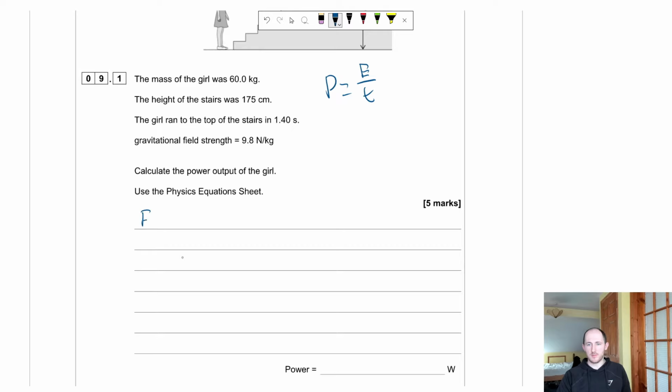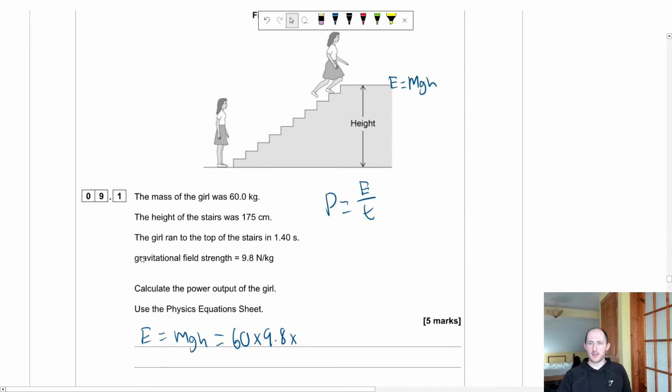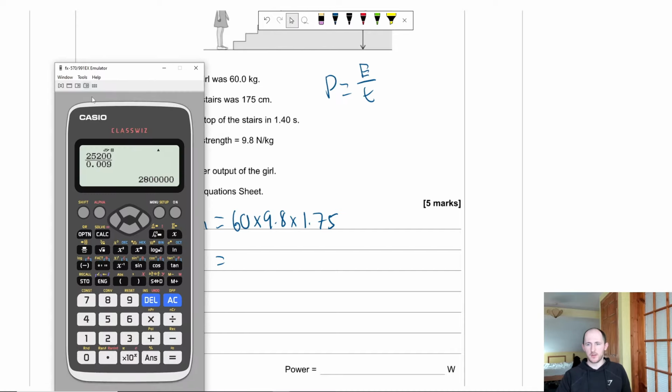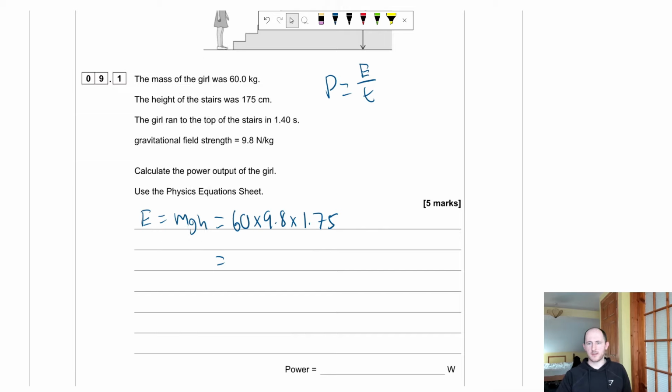So energy is equal to mgh. You could do this all in one step, but let's just leave it as this for now. So that's 60 kilos times 9.8 times the height of the stairs, 175 centimeters. That's really short. Most people are taller than that. Anyways, we want that in meters, don't forget. So you want standard units: kilograms, meters, things like that. So 60 times 9.8 times 1.5. She used 1029 joules of energy.